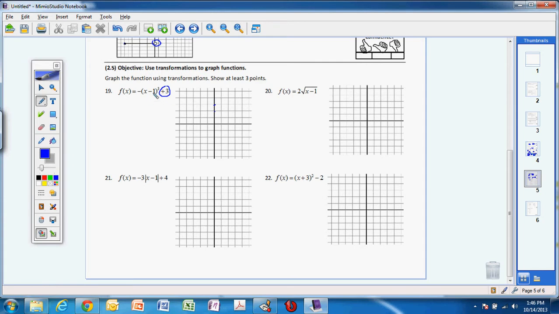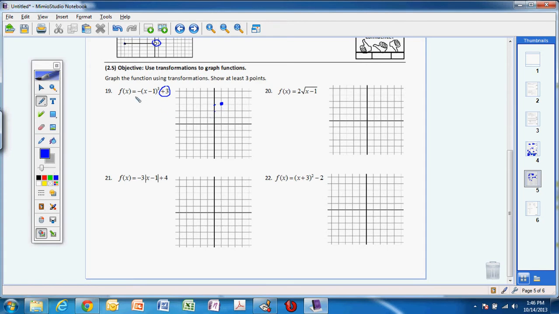And when something is in with my x, normally when you see minus 1, we want to go this way. But when it's in with the x, it's actually the opposite way. So I'm going to go up 3, and then in this case, over 1. That's going to be the vertex of whatever this is going to be. And my function is x cubed. So normally I'd go up 1 and over 1 to find that first point, and down 1 and over 1 to find my other point.